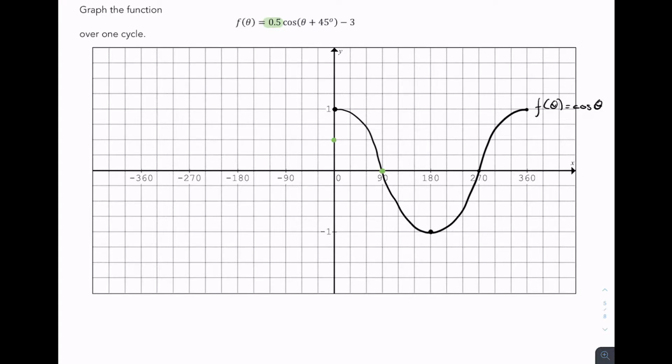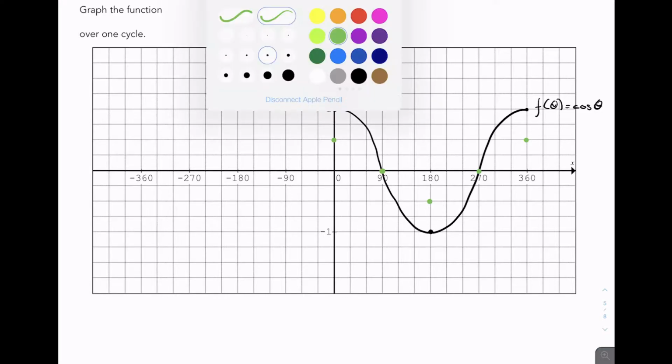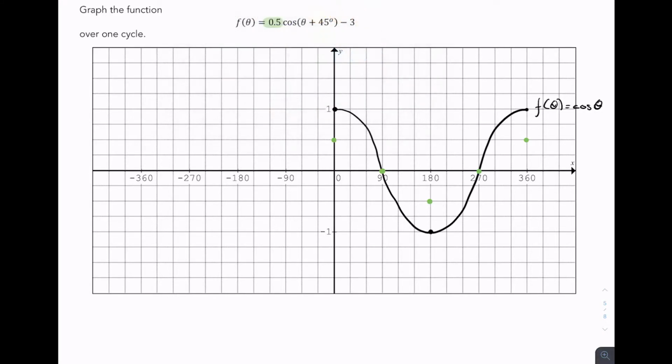0 will remain the same. The negative 1 will be pushed up a little bit. The 270 will remain at 0, and the 360 will be pushed down by a factor of 0.5. So what does that look like when I graph it? I get a smooth curve looking something like this. Okay, so this will be f of theta equals 0.5 cos theta.